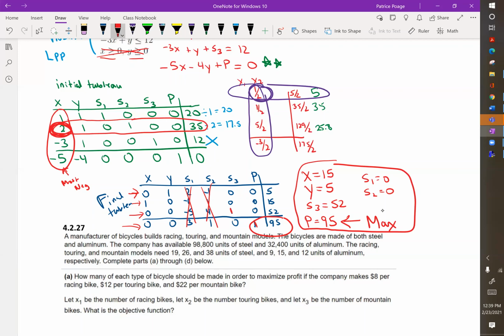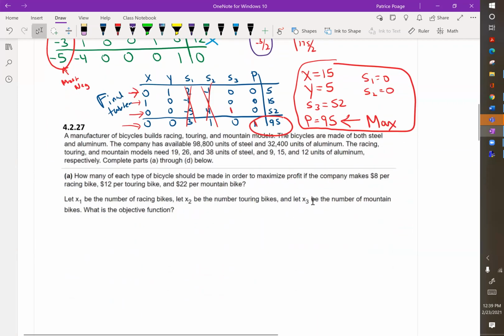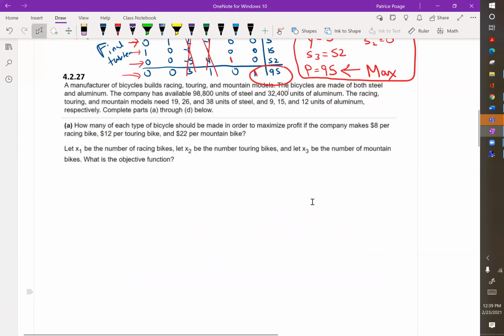All right. So here comes some fun and interesting and exciting and long problems, but it's okay. It says a manufacturer of bicycles builds racing, touring, and mountain models. The bicycles are made of both steel and aluminum. Before I go on, I'm going to look and see if it tells me what my variables are, because sometimes it does, and this one does. Let X1 be racing bikes, X2 be touring bikes, and X3 be mountain bikes.